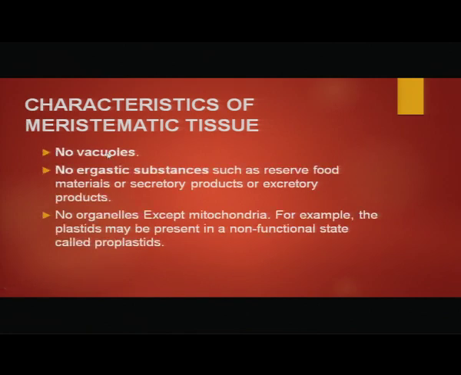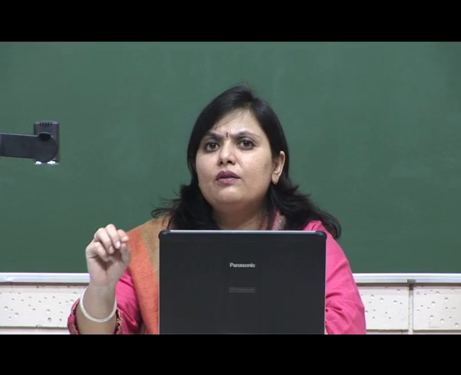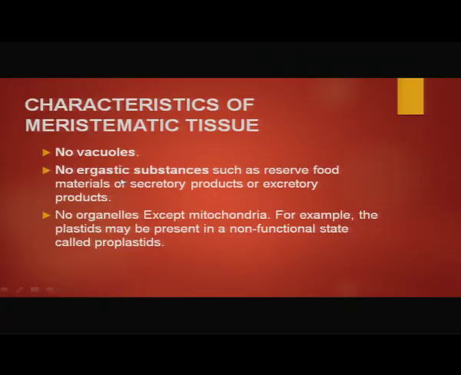The vacuoles are either absent, or if they are present, they are very small in size, because the cytoplasm is dense. And no ergastic substances are present, that is, ergastic substances are non-protoplasmic substances like reserve food materials or secretory products or excretory products. They are absent from these meristematic cells.